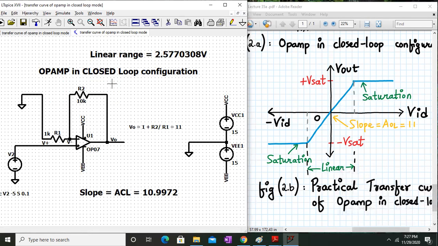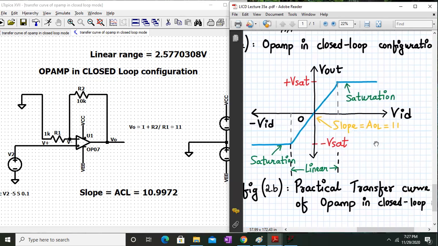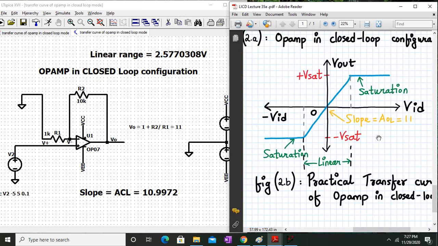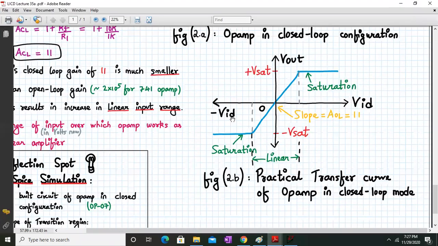Okay, so that's how we got it in the open loop configuration in a nutshell. The linear range is in volts, which is a drastic improvement. And so Opamp can be worked as a linear in all the linear applications which we have studied. Opamp was working within this range. And also the slope of this transfer curve, which is your closed loop gain. Actually, I have written wrongly over here. This should be a closed loop gain ACL. So that ACL will be 10.9972, which is close to 11. That's what we get. Okay.